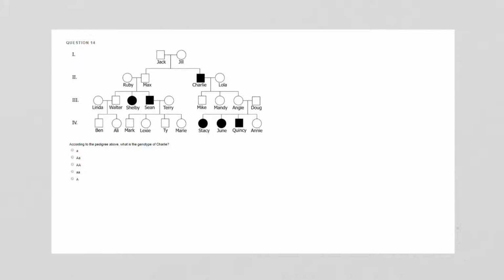If we want to know the genotype of Charlie, since we decided that this is a recessive pedigree, he is recessive looking, he's going to have two lowercase a's.